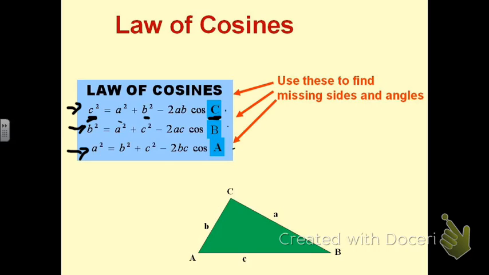So with b squared, you have the other two letters, a and c, so you have a squared plus c squared, then minus 2, and then those same two letters, ac, and then cosine of the same capital letter that the small letter was at the beginning. Okay, and same thing with the third one. But again, a little bit harder to memorize.